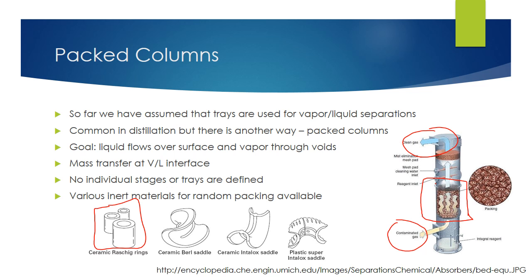You also have saddle-shaped packings that allow a lot of contact. These are Berl saddles here. Interlock saddles. These are also interlock saddles, but they're made of plastic. And basically, depending on your application, different types of materials might be better. Like if you have high gas flow rates, you may need a more dense material, so ceramics may be preferable. But if you have a very caustic solution, you may need to use plastic in order to avoid corrosion of that packing material.